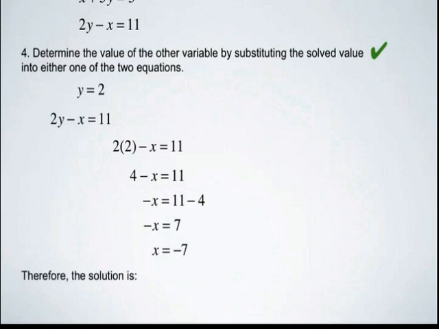So therefore our solution then is x is equal to negative 7, y is equal to 2, or if we're going to express that as an ordered pair, the point of intersection of this linear system is going to be (negative 7, 2).